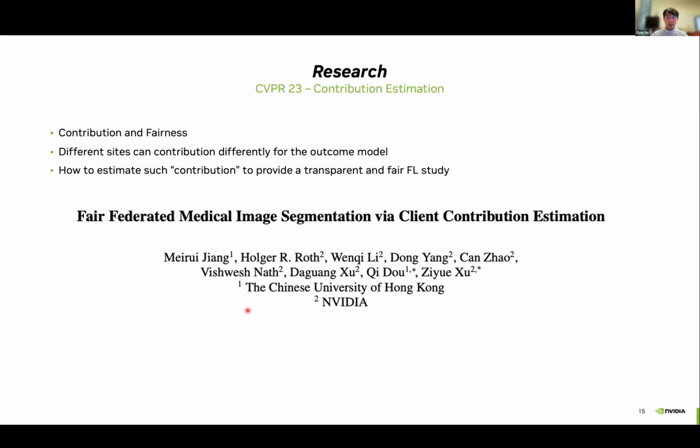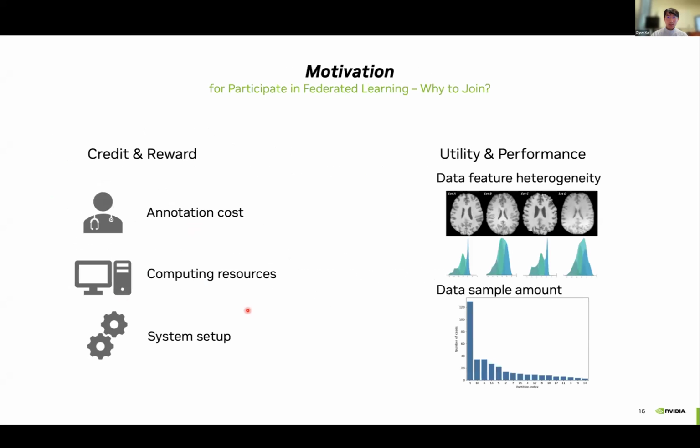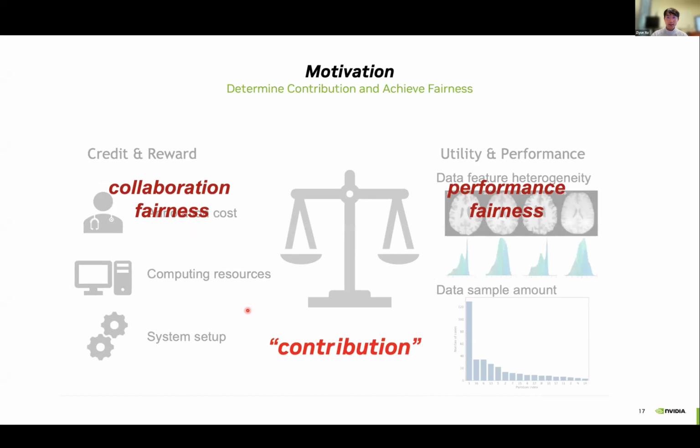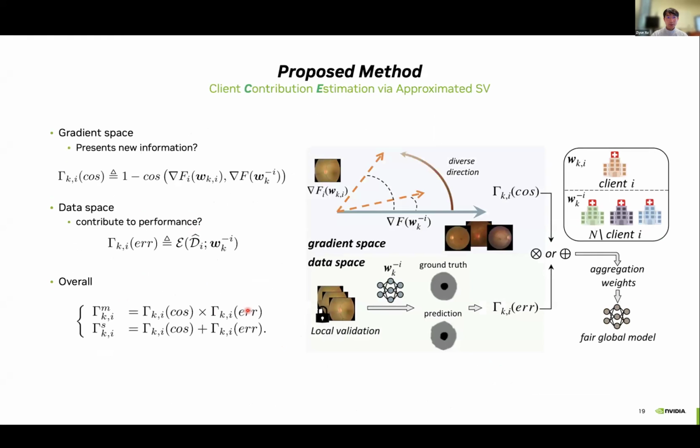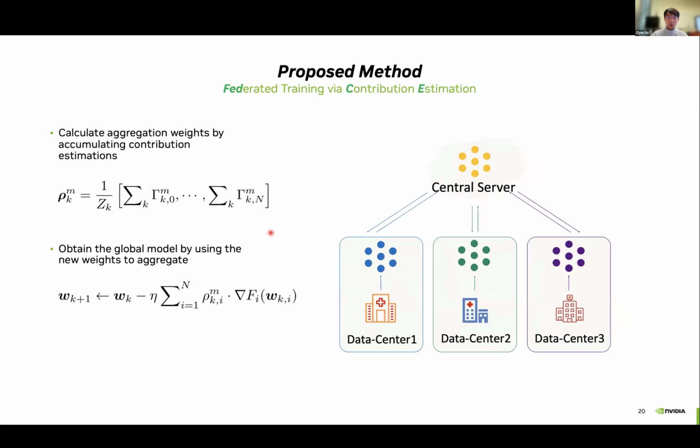This is one work we did last year about fair federated learning via client contribution estimation. The main goal is to estimate the collaboration fairness and performance fairness via a contribution Shapley value evaluation metric. We consider both the gradient space, whether one submission contains novel information as compared with others, and also the data space, whether the resulting model helps to improve the local performance. By combining these two factors, we show that the learning process can be more effective using this more sophisticated weighting scheme beyond the basic Fed averaging setting of using the number of samples from each client.